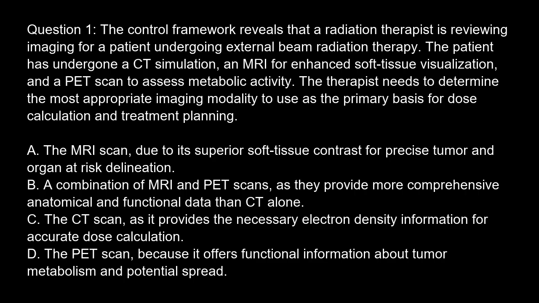Option A. The MRI scan, due to its superior soft tissue contrast for precise tumor and organ at risk delineation. Option B. A combination of MRI and PET scans, as they provide more comprehensive anatomical and functional data than CT alone. Option C. The CT scan, as it provides the necessary electron density information for accurate dose calculation. Option D. The PET scan, because it offers functional information about tumor metabolism and potential spread.